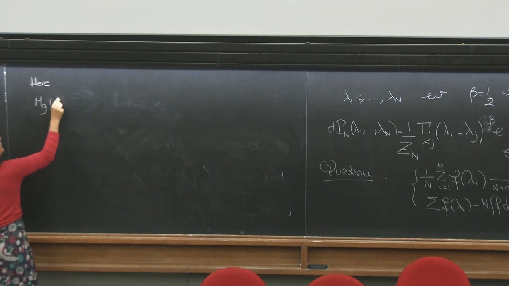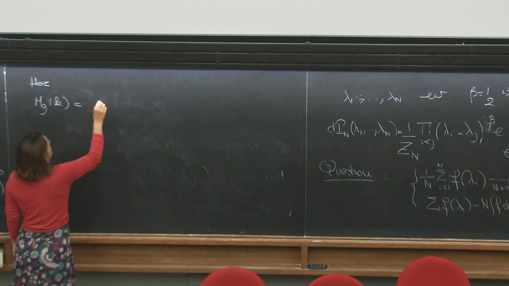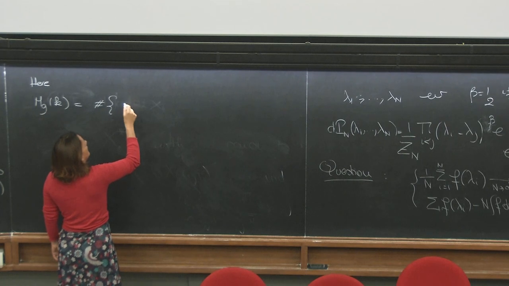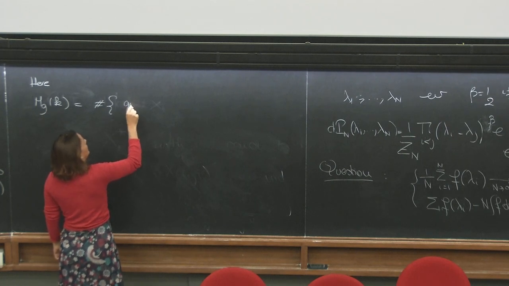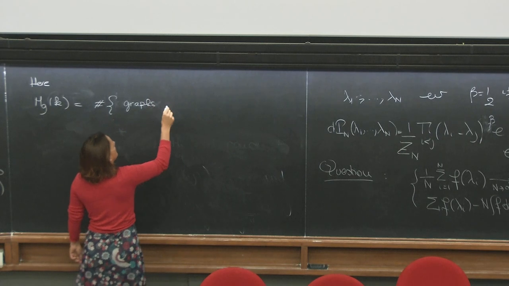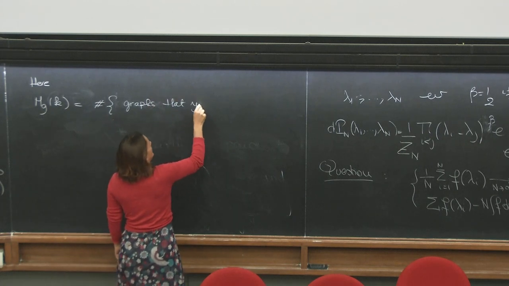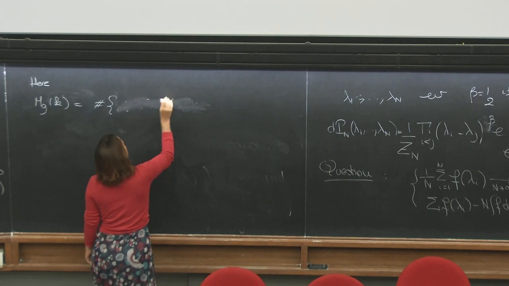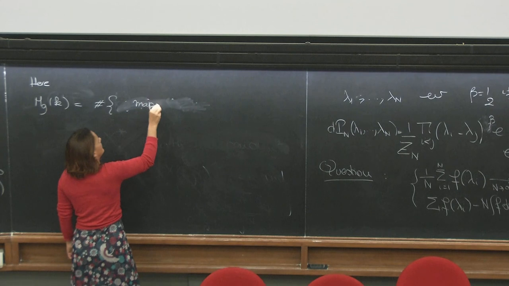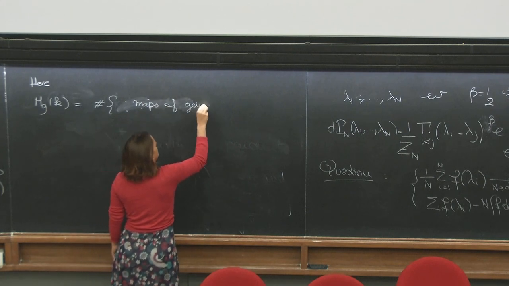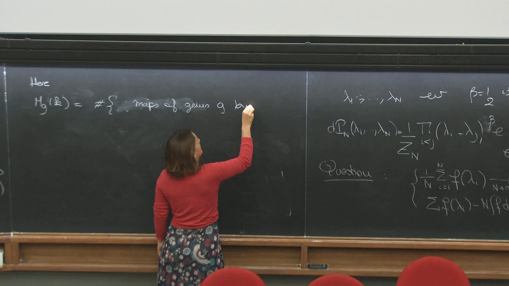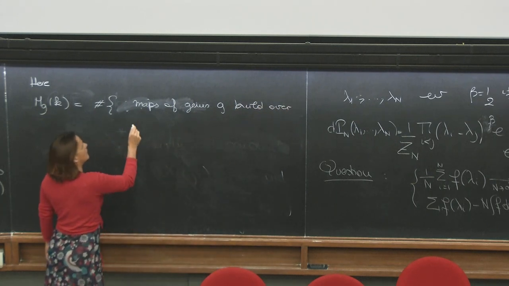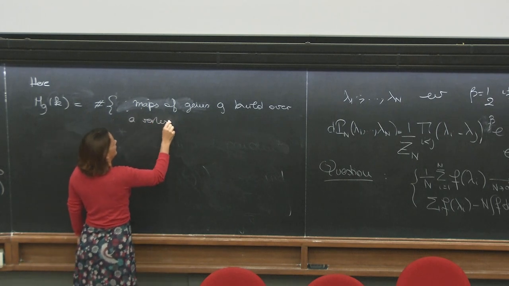Here M_g^k is the number of graphs, let's say maps, of genus g built over a vertex of degree k.